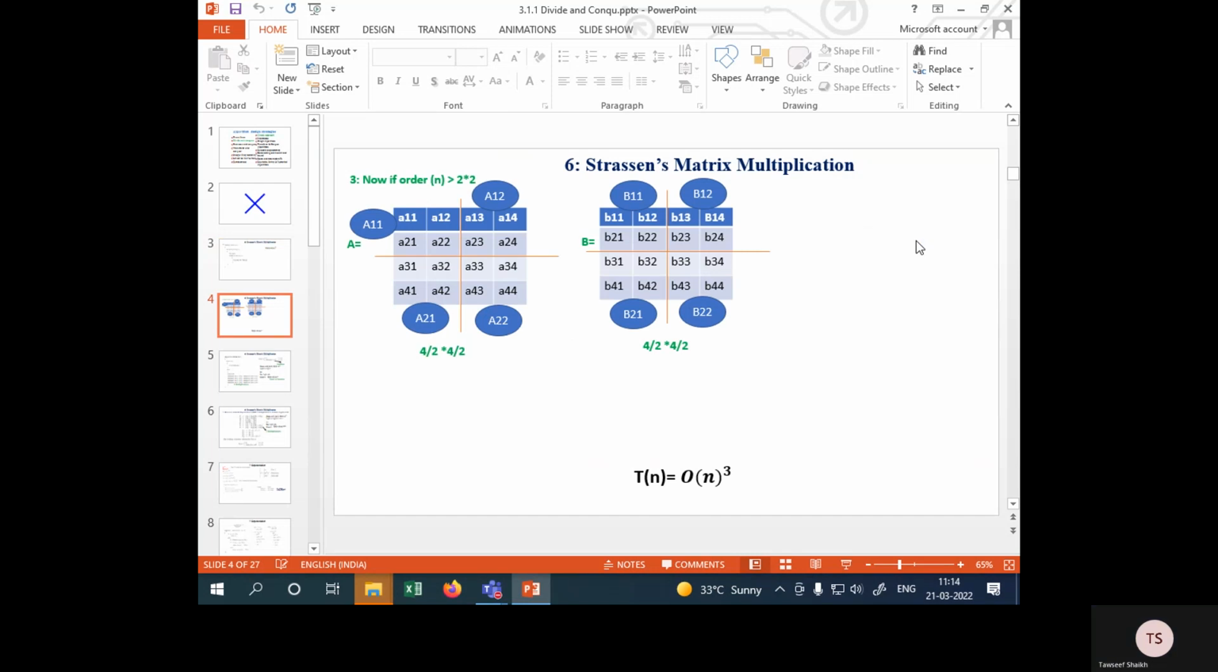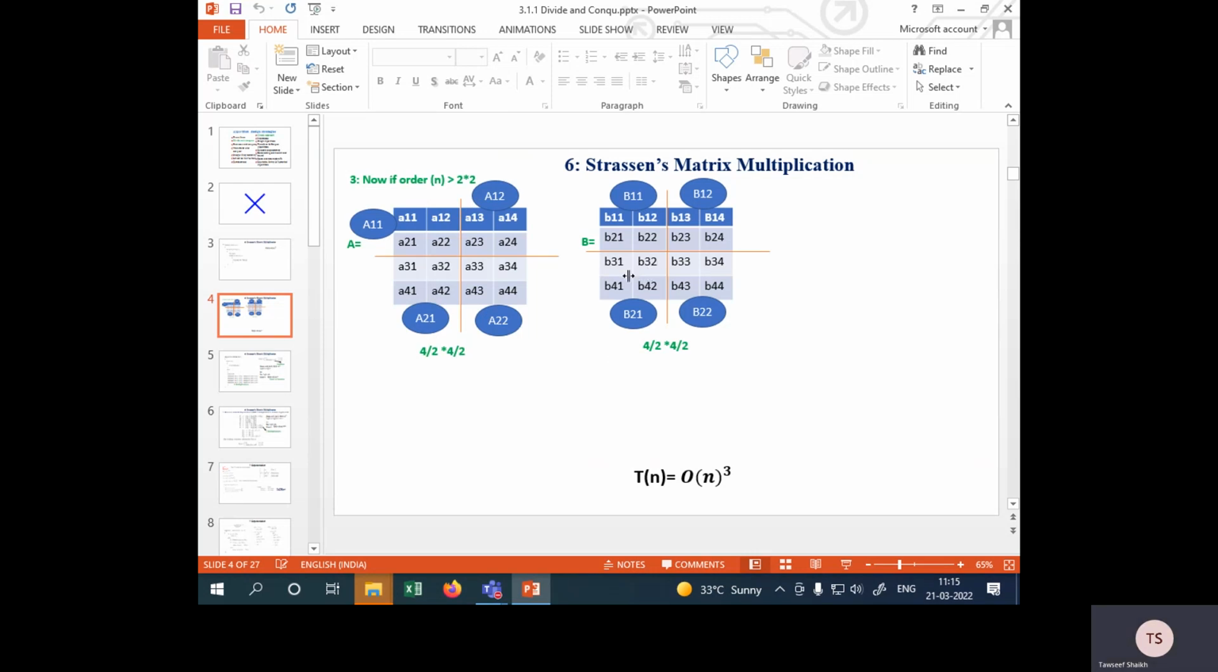Now, this was the case when the size of the two matrices was either equal to 2 or less than 2. But what happens when the size of the matrix gets greater than 2? The example is in front of you. This is 4 rows and 4 columns, so 4 into 4, and this is also 4 into 4. So now this is a big problem for us. We will use the divide and conquer approach, which means internally we are making recursive calls.